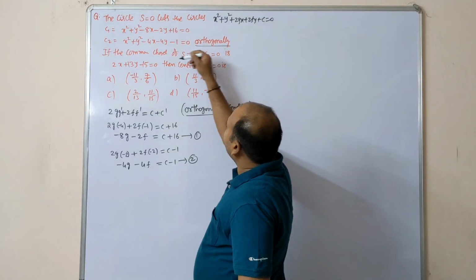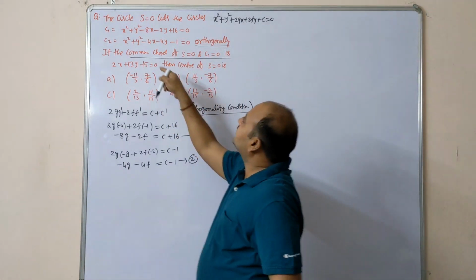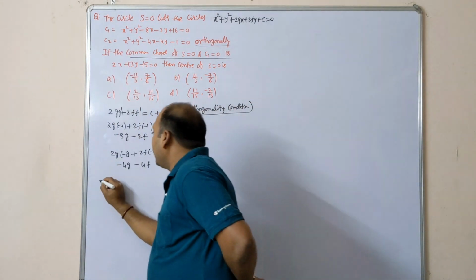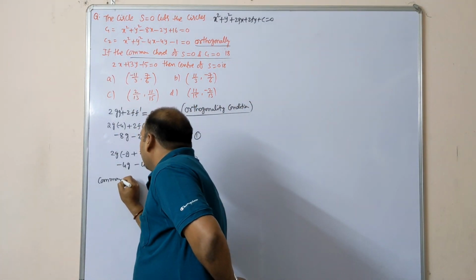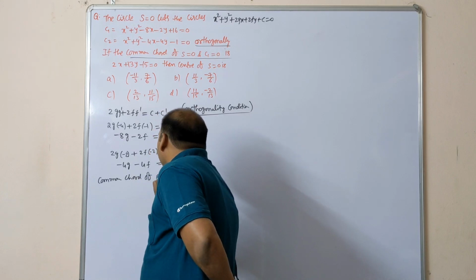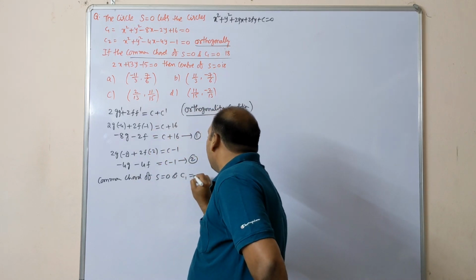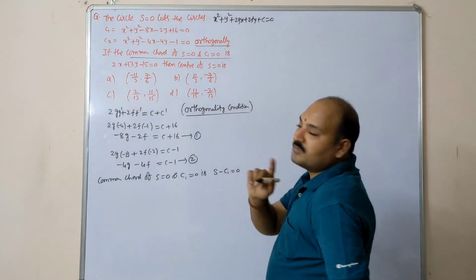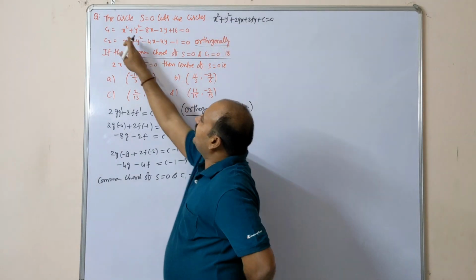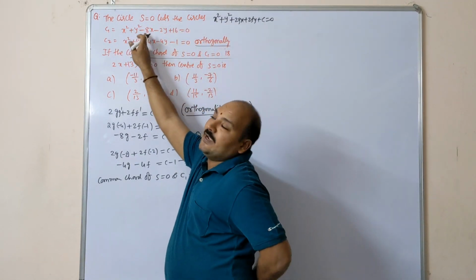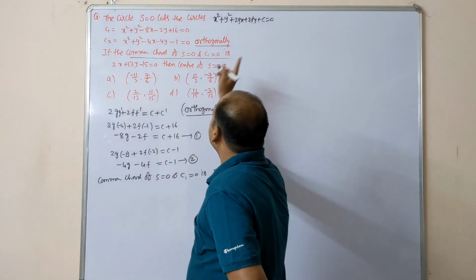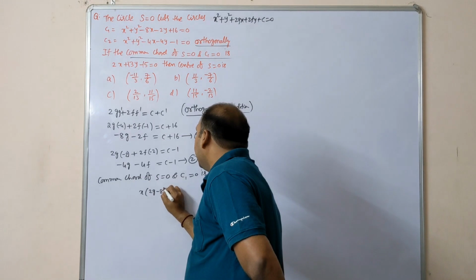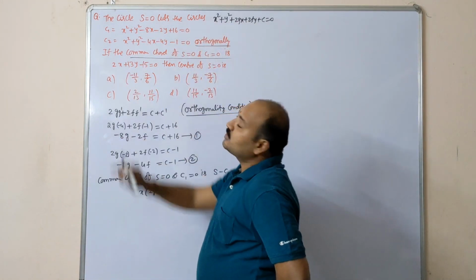After that, one more condition: the common chord of S equal to 0 and C1 equal to 0. That means this equation minus this equation we have to do. The common chord of S equal to 0 and C1 equal to 0 is S minus C1 equal to 0. So observe carefully, x square anyway cancels. So 2gx minus 8x, take x common: (2g minus 8). Next 2fy minus 2y.